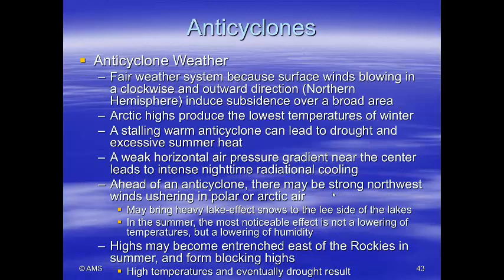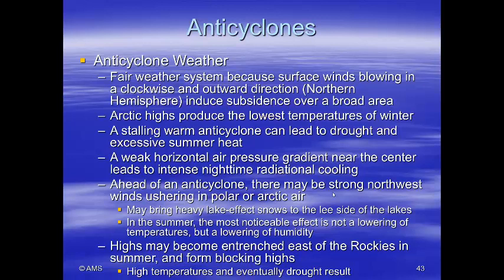So for anticyclone weather, we're talking about a high. We have fair weather systems because the surface wind blows in a clockwise and outward direction in the northern hemisphere, and they induce subsidence over a broad area. So because of this high pressure, they're going to get divergence at the surface. And the Arctic high produces the lowest temperatures of the winter.